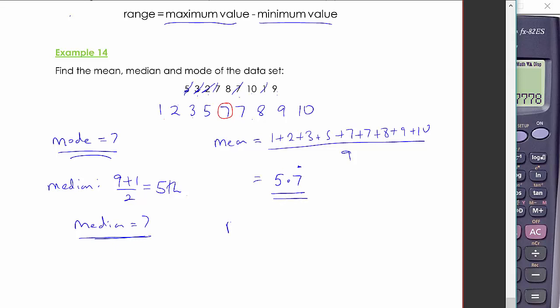And finally, the range is just the largest piece, take away the smallest piece, and that gives us 9.